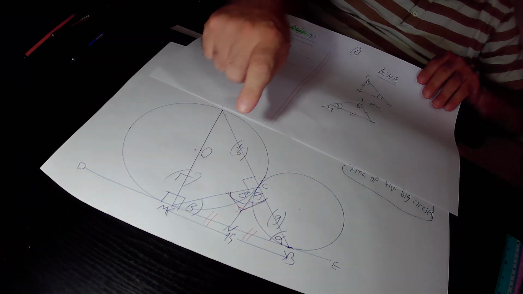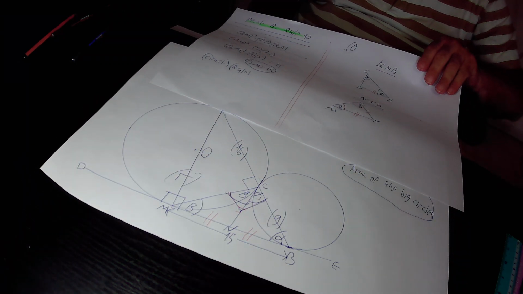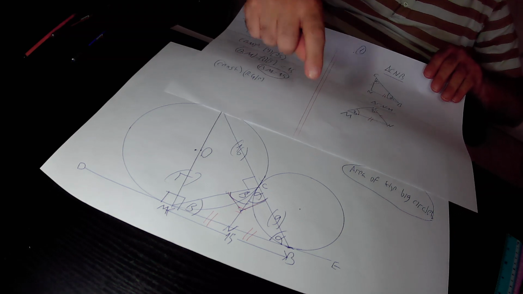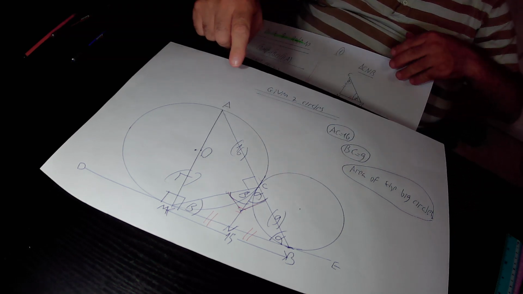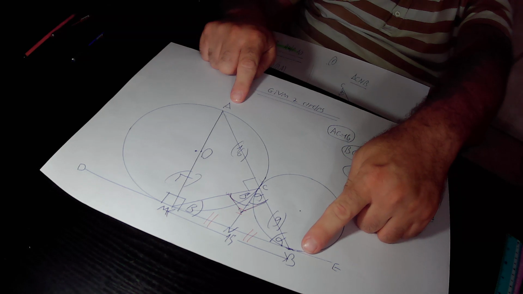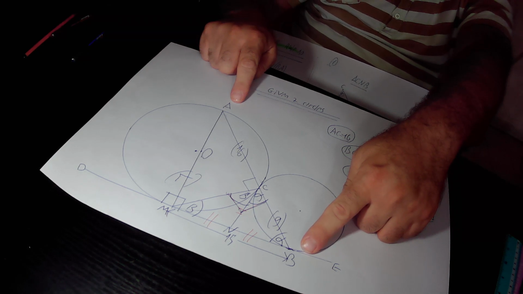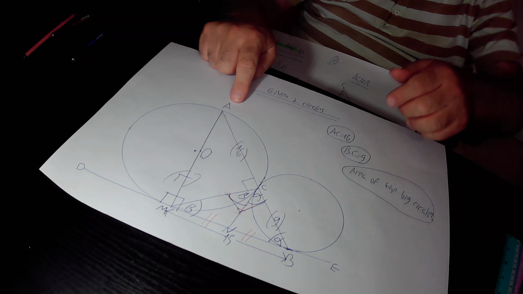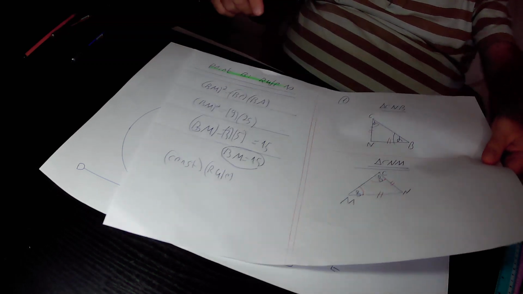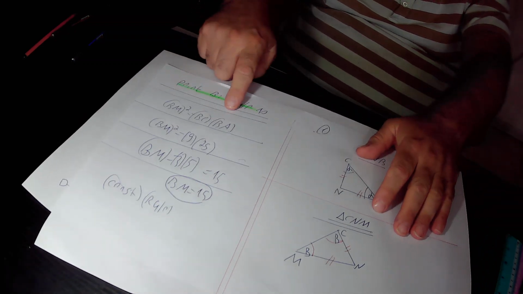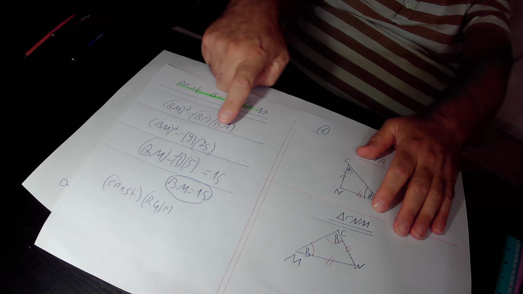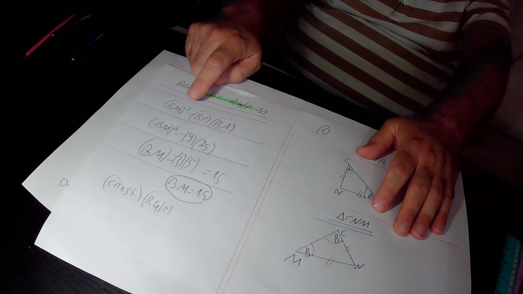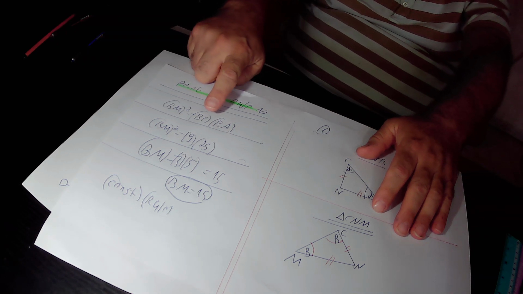BM is the missing tangent, so we leave it as it is. So BM squared equals BC, which is 9, times BA. BA in total is 9 plus 16, that is 25. So BA is 25. Again, BC is 9 and BA is 25. So in total we find that BM squared equals 9 times 25.